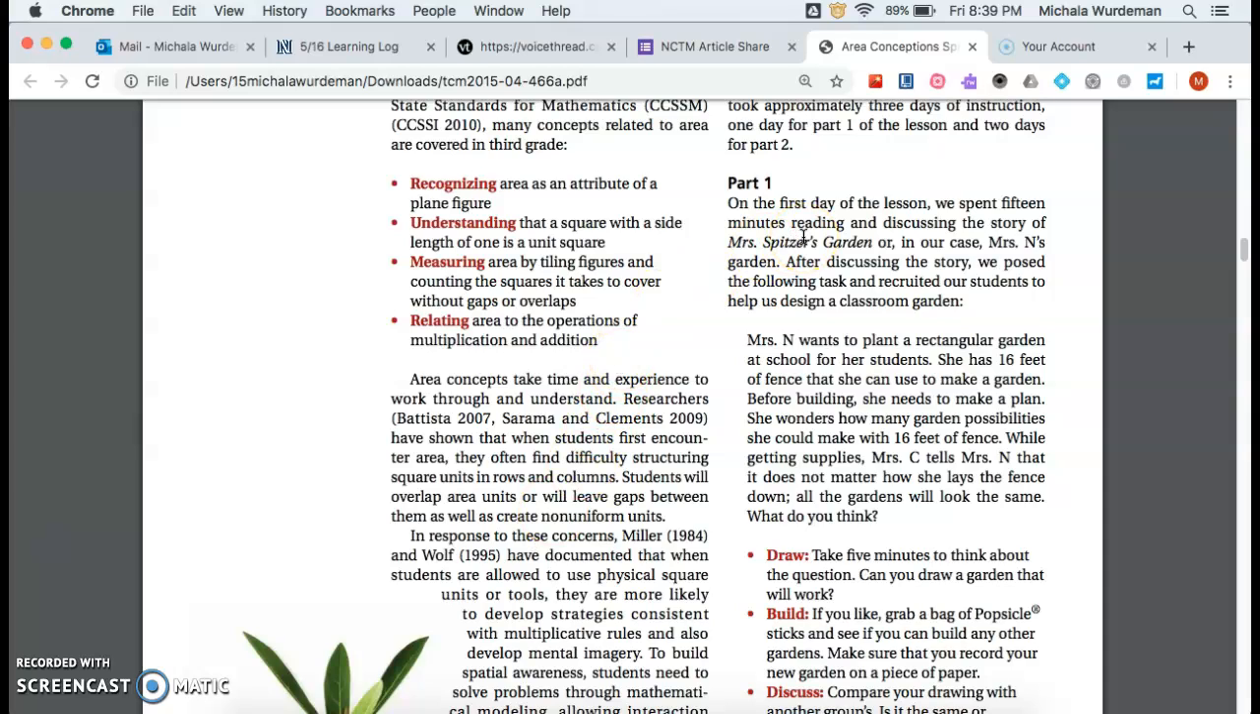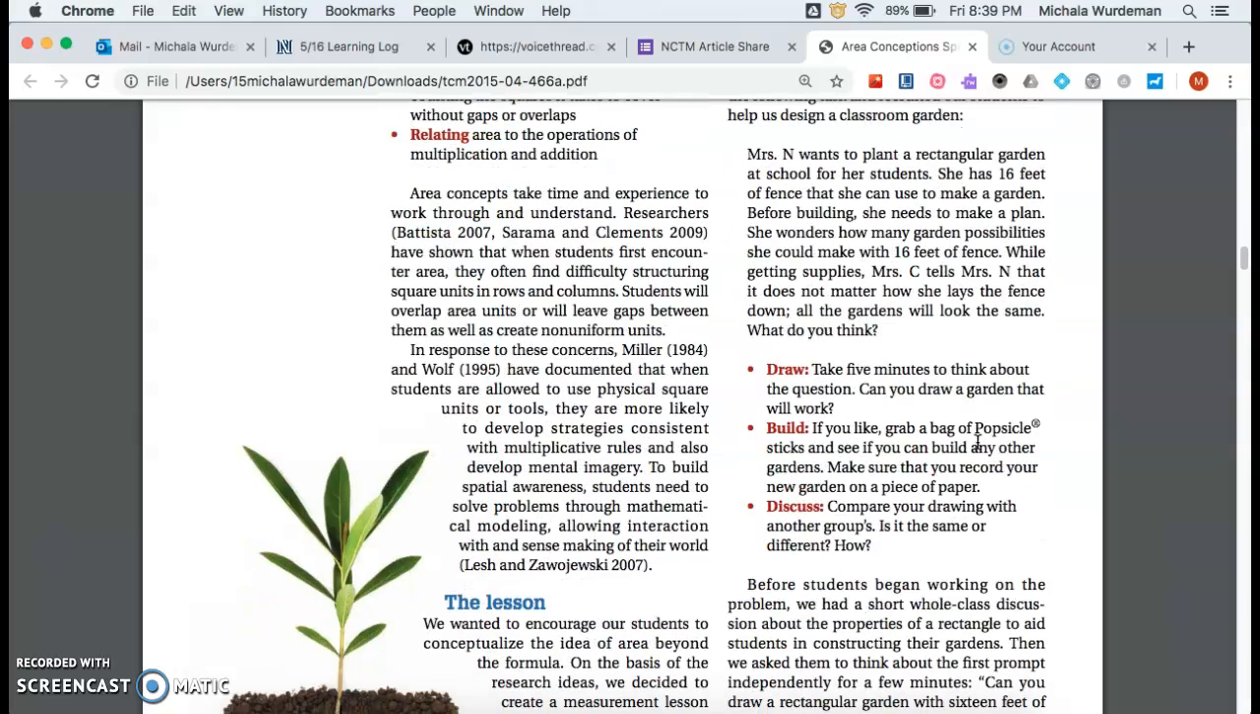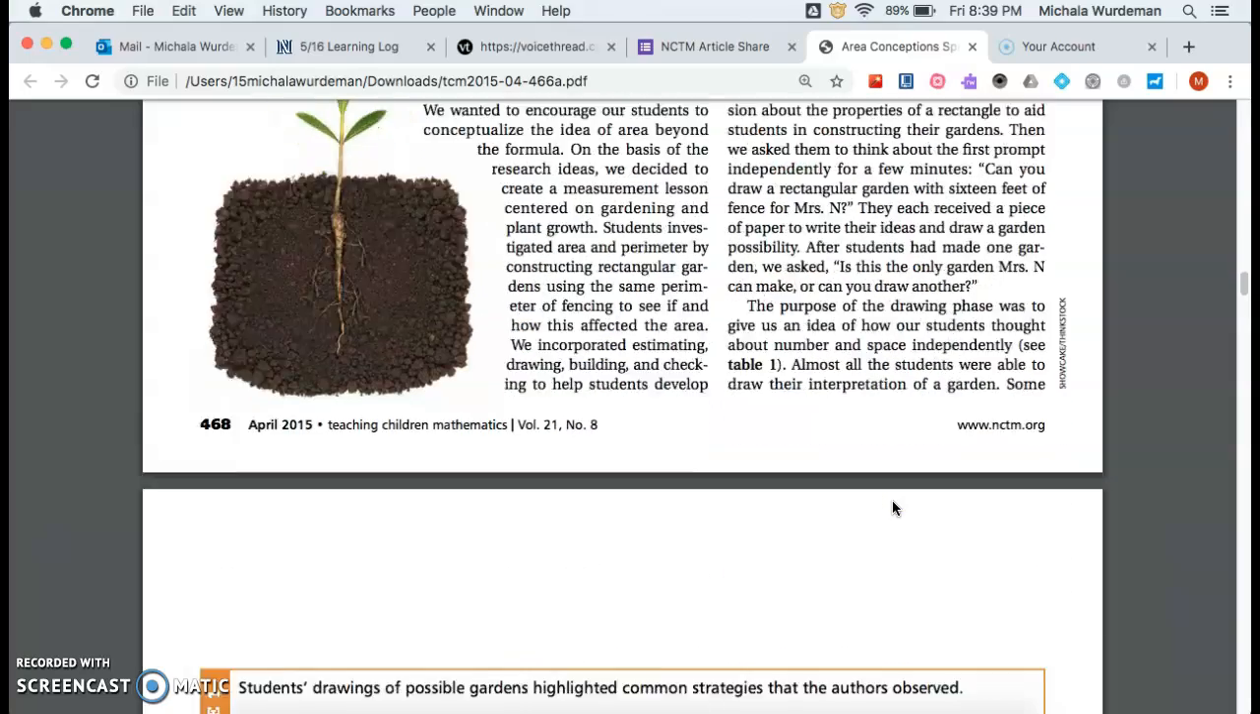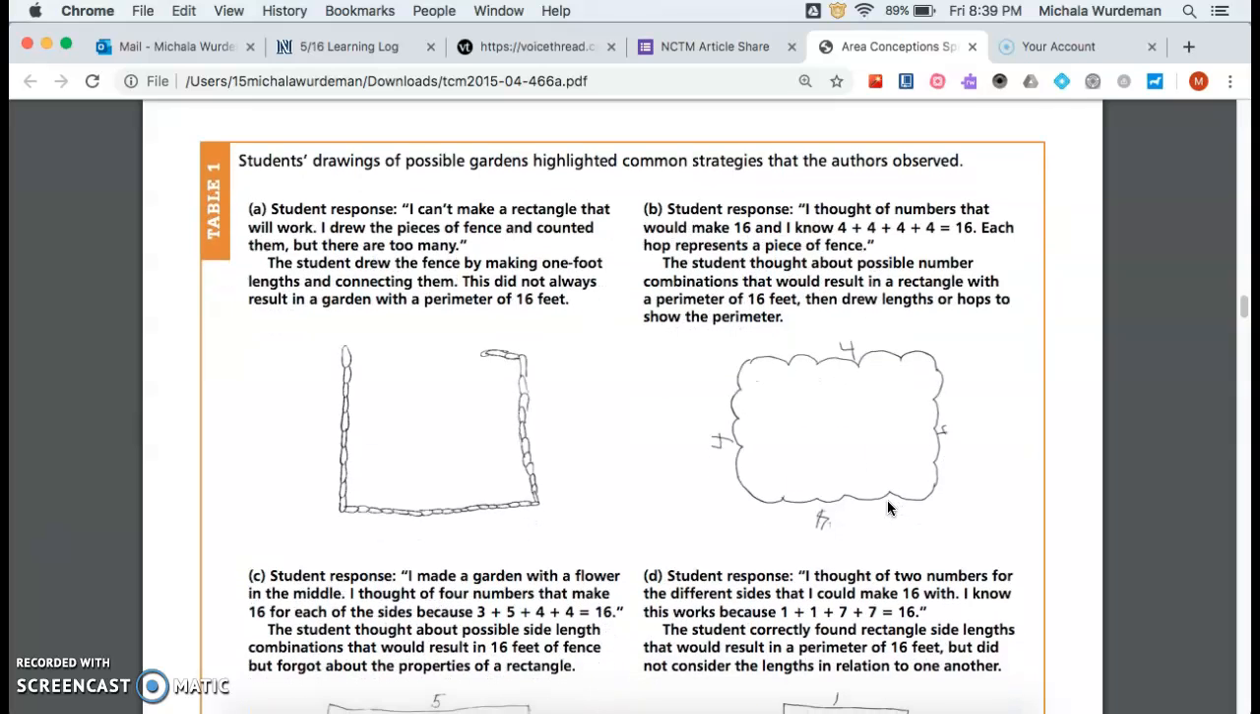This was about a 3-day lesson is how they split it up. On the first day, they just had students take time to draw gardens and see how many different combinations they could come up with for 16 feet of fence. They were also allowed to use popsicle sticks if they wanted to, and then they had a discussion time where they were comparing each other's drawings. I really found it interesting to see the different drawings they came up with, because this is exactly what we would see in a classroom as well.